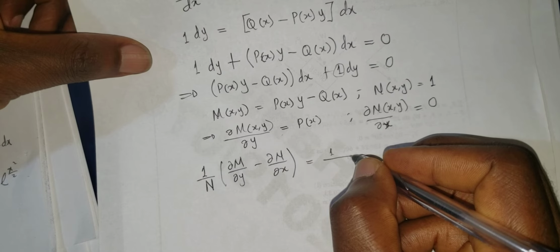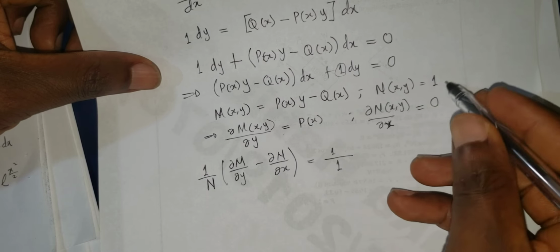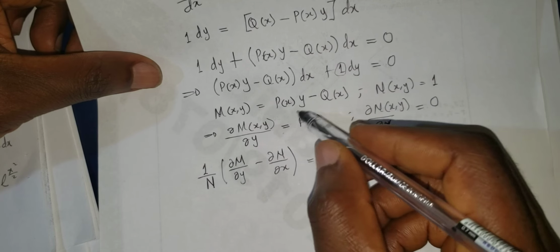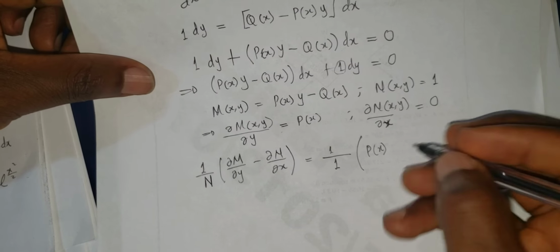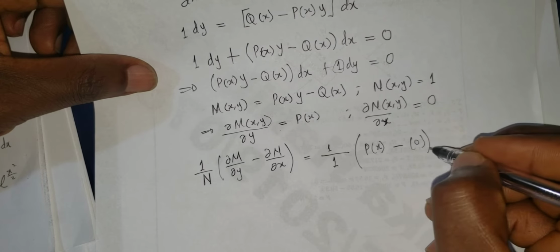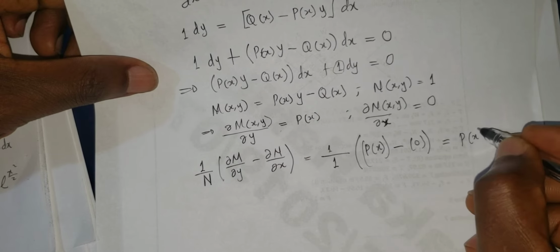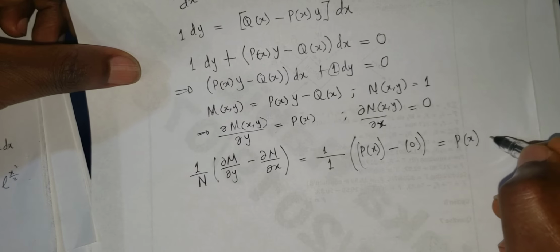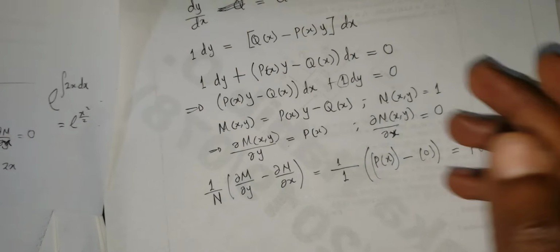So what is our n in this case? You have seen that already. Our n is 1, so that's 1 over 1, 1 into del m del y. Del m del y is p of x, a function that depends only on x, then minus del n del x, which is 0. So when I put all of this here, this is obviously going to give me p of x. So it is obvious that this is strictly a function that depends on x, as we would like to have it here.